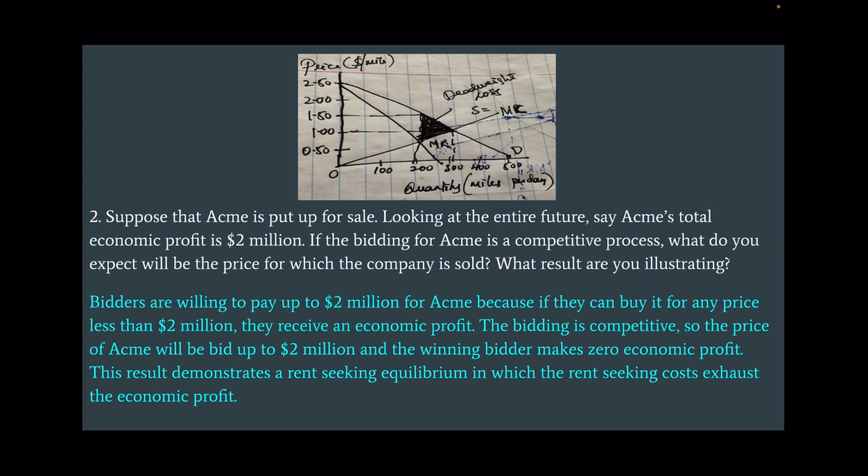Bidders are willing to pay up to $2 million for Acme because if they can buy it for any price less than $2 million, they receive an economic profit. The bidding is competitive, so the price of Acme will be bid up to $2 million and the winning bidder makes zero economic profit. This result demonstrates a rent-seeking equilibrium in which the rent-seeking cost exhausts the economic profit.